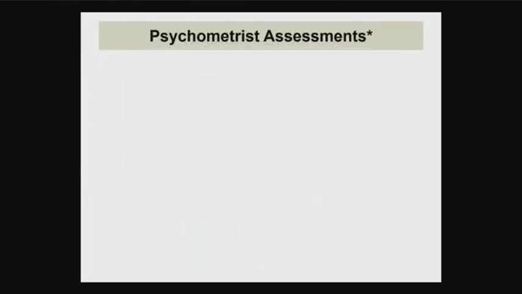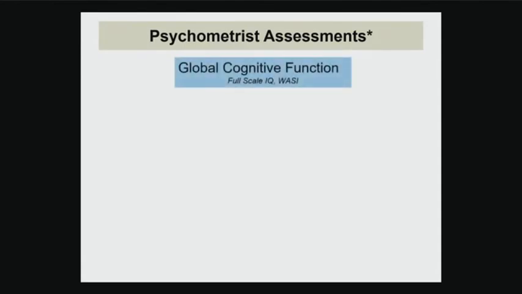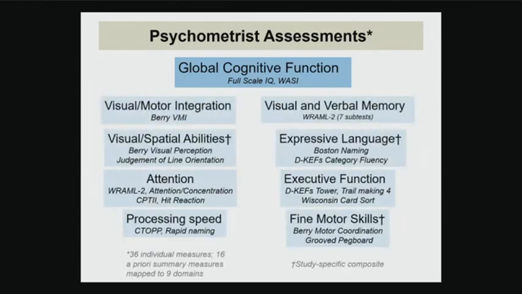For the psychometrist assessments, several things. So the primary outcome was global cognitive function measured by the full-scale IQ of the WASI, Wechsler Abbreviated Scale of Intelligence. Other domains that were measured included visual motor integration, visual and verbal memory, visual spatial abilities, expressive language, attention, executive function, processing speed, and fine motor skills, using the tests that you see under each category.